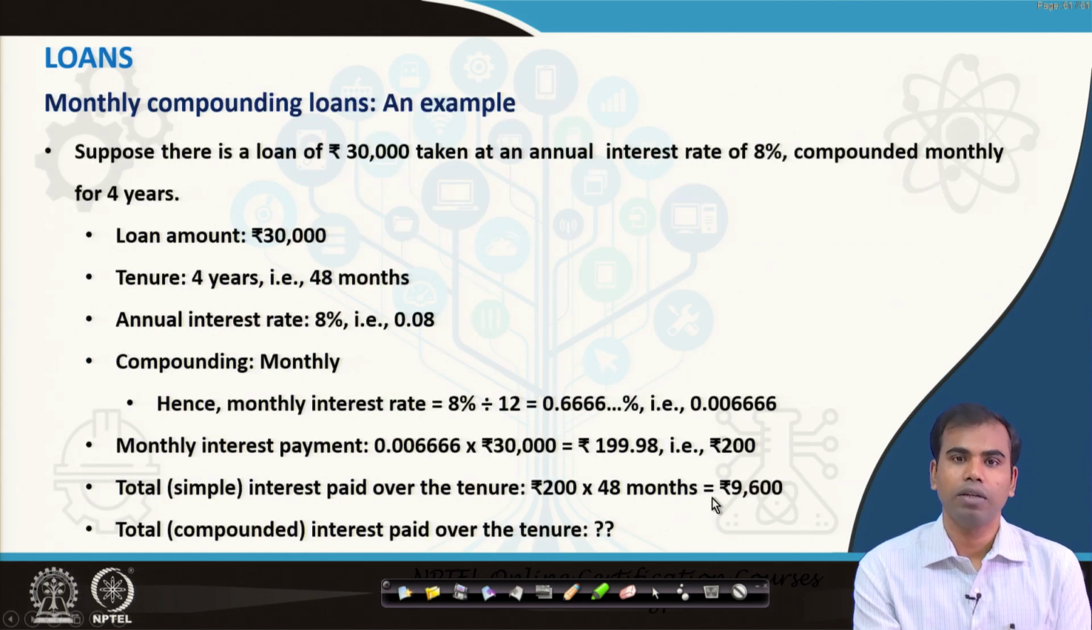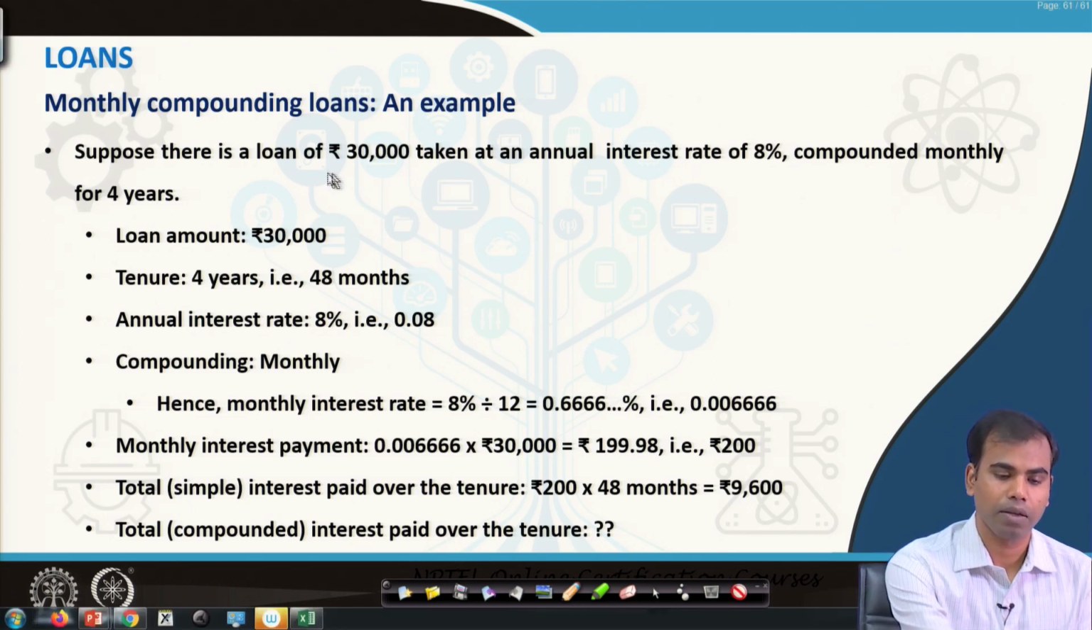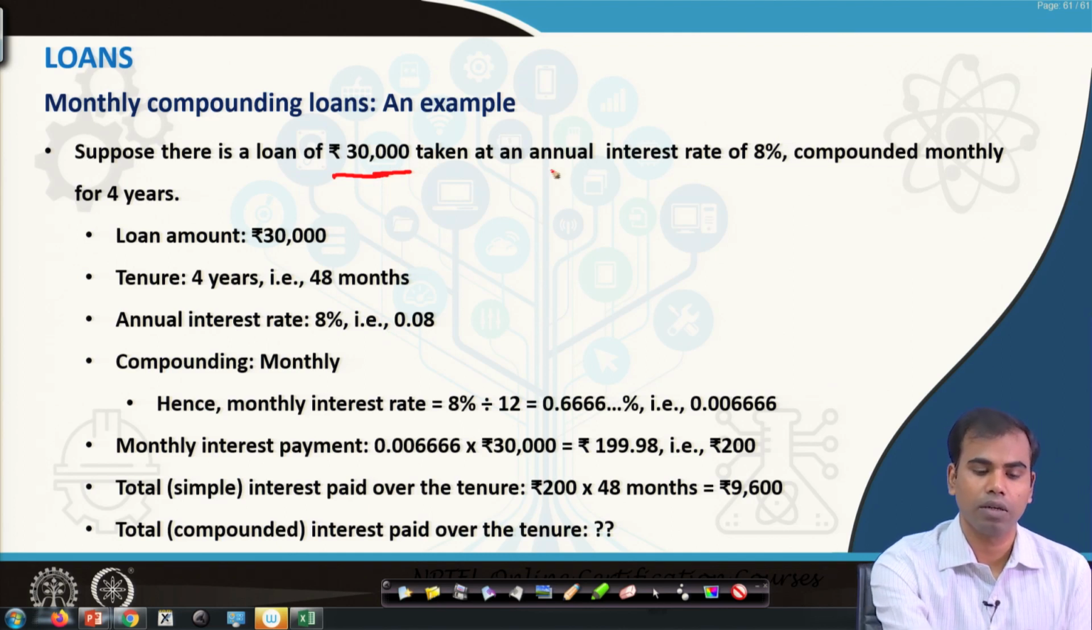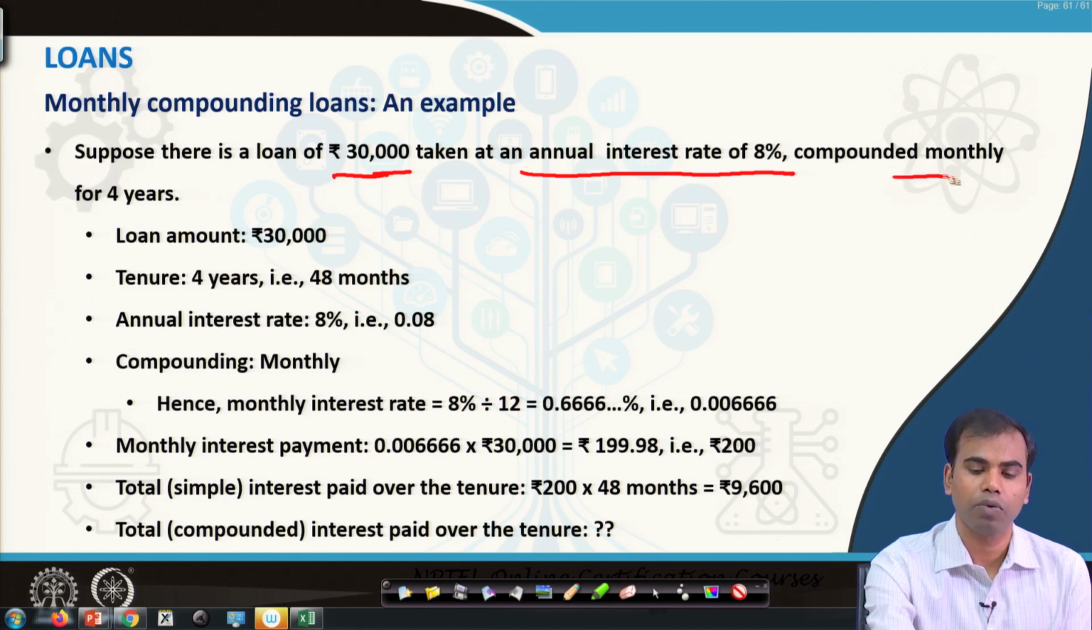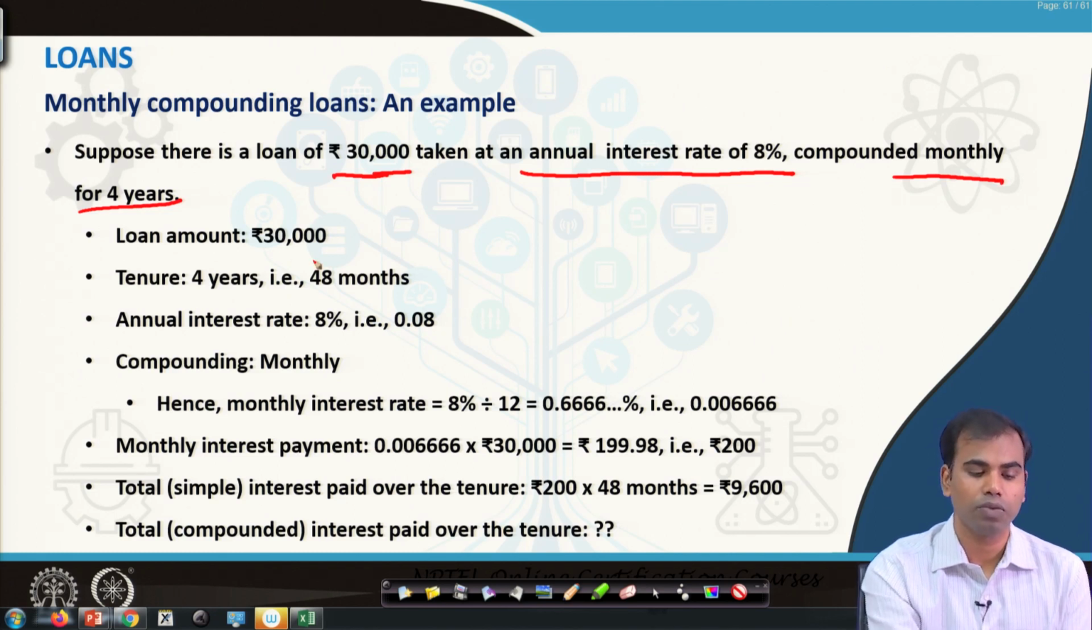Here I have tried to explain an example with simple numbers. Suppose that you have taken a loan of 30,000 rupees, which has an annual interest rate of 8% compounding on a monthly basis, and the tenure of the loan is 4 years. So, basically, the loan amount is 30,000.